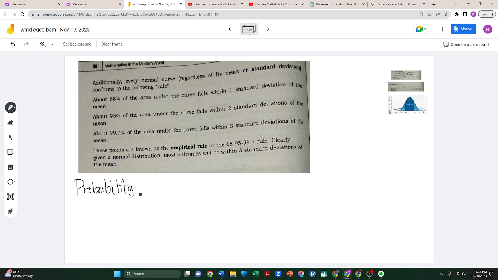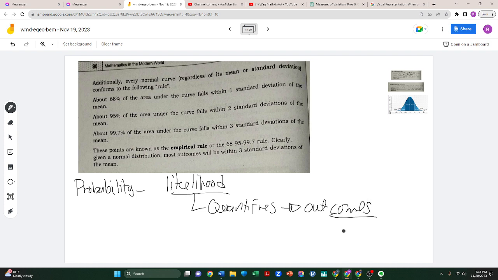Okay, so the first is quantifying uncertainty. Probabilities provide a quantitative measure of uncertainty. They express the likelihood. Probability quantifies the outcomes, or the likelihood of different outcomes in a probabilistic event.